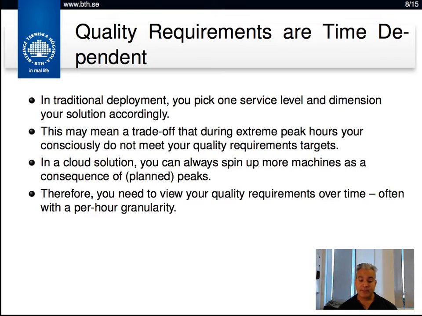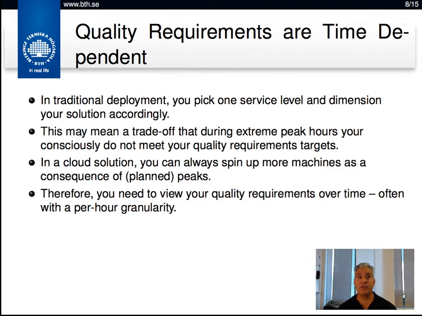But before we do that, it's important to know that the quality requirements are time dependent. So if you do traditional deployment, you would pick one service level, aiming for where you want to be in, say, a couple of years' time, and dimension your solution accordingly. But this would also be perhaps a trade-off. First of all, you will buy more service than you actually need right now, but it might also mean that you have too few servers for your peak hours. So you do a trade-off there. Now, in a cloud solution, you can always spin up more machines if you have planned peaks.